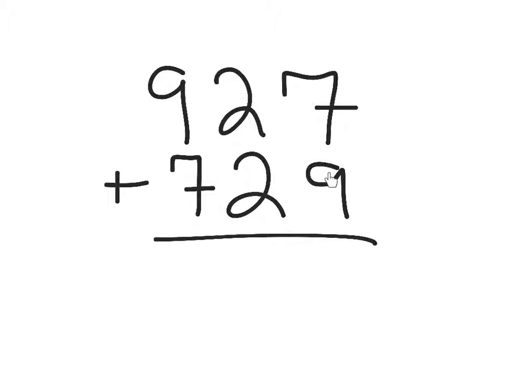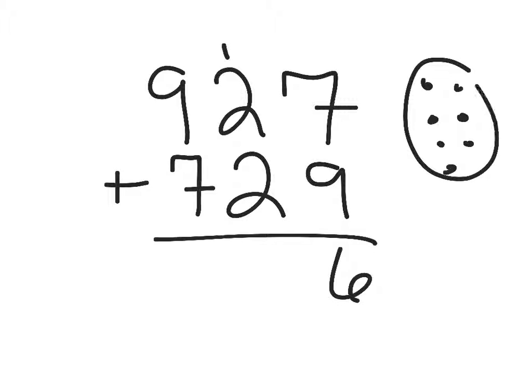I'm going to start with the ones column, and I'm going to pick the smaller number and make dots, right? So I'll make 7 dots. 1, 2, 3, 4, 5, 6, and 7. And then I'm going to put my pencil on the 9 and count on up. So 9, 10, 11, 12, 13, 14, 15, and 16. I will drop my 6, carry my 1, and circle those dots.